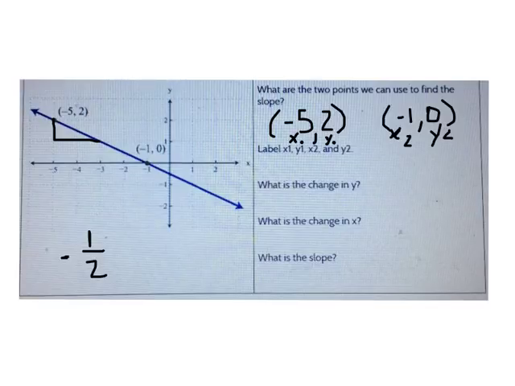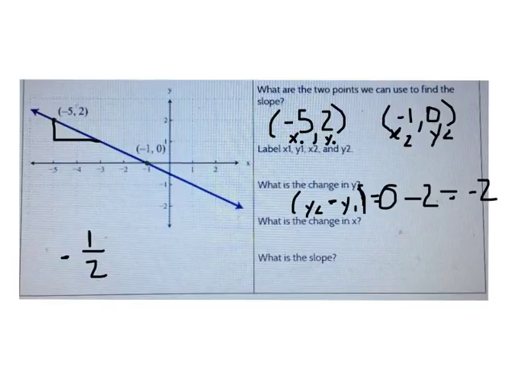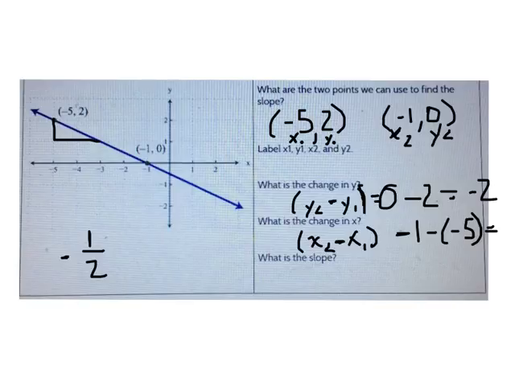Let's find the change in y by subtracting y2 minus y1. What is 0 minus 2? It's -2. Let's find the change in x by subtracting x2 minus x1. What is -1 minus -5? It's 4. So my slope is -2 over 4.